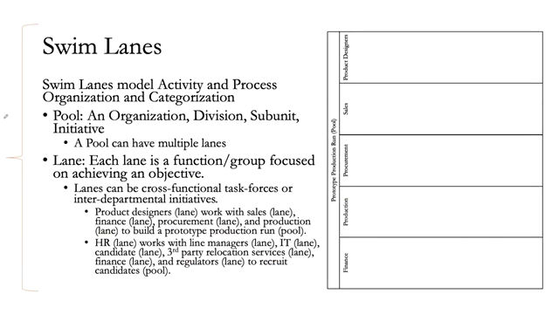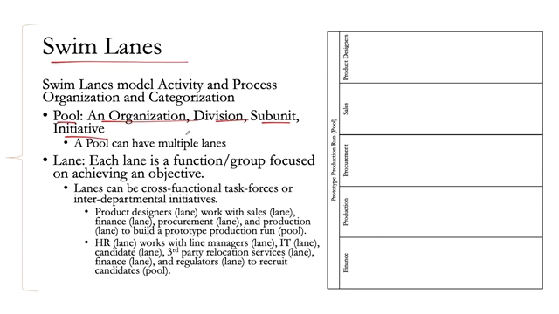Then we come to swim lanes. Swim lanes model activity and process organization and categorization. As we talked about, a pool is an organization, a division, a subunit, an initiative. When you're working as project managers, technology analysts, system consultants and designers, all the way up to a CIO or possibly the CEO of a company, you will be asked for every project, what exactly is the pool? Which basically means, what does the initiative or the project encompass?